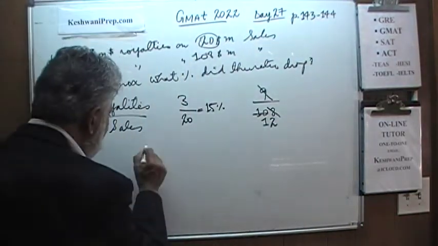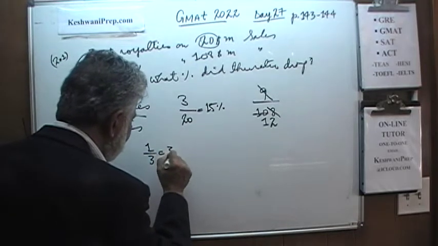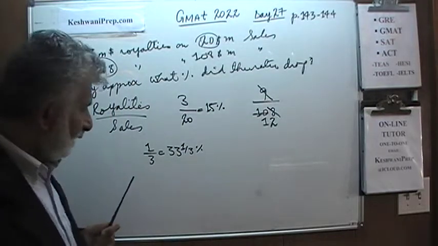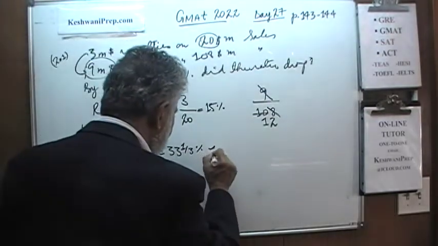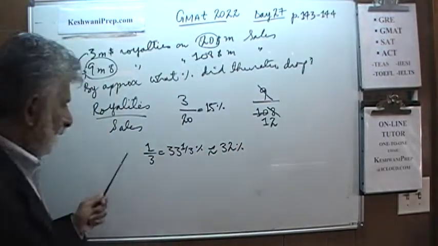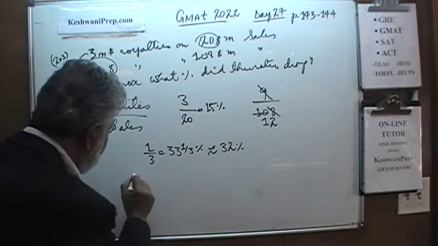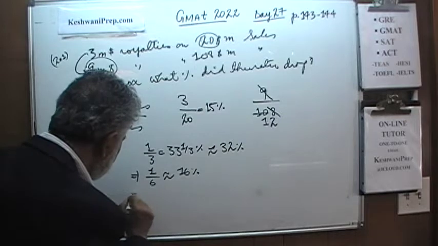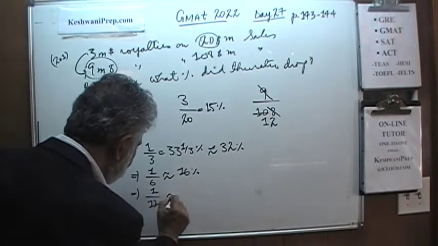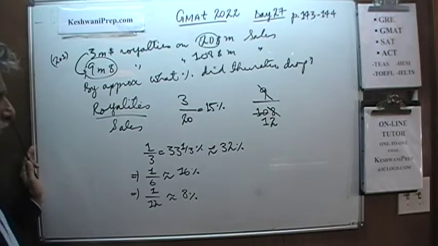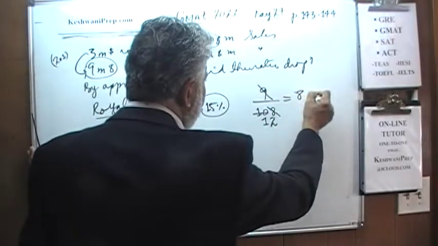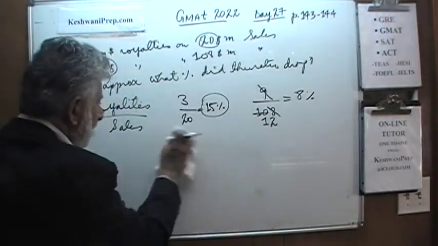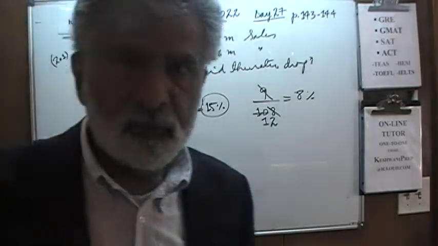The question is, how much is 1/12 in percentage? Well, we know that 1/3 is exactly 33 and 1/3%. Let's just say it's approximately 32%. If 1/3 is approximately 32%, that implies that 1/6 is approximately half of that, 16%. And that in turn implies that 1/12 is approximately 8%. So here we have gone from 15% to 8%. And now, at this point, the problem boils down to a very, very simple percentage problem.